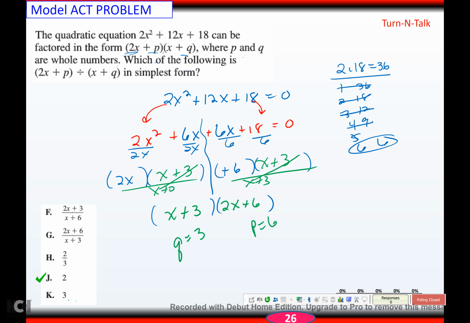Okay? So they want 2x plus 6 divided by x plus 3, and they want that in simplest form. So if I, on top, GCF a 2 out, that would leave x plus 3. On bottom I have x plus 3. Those cancel, and what's left is 2.